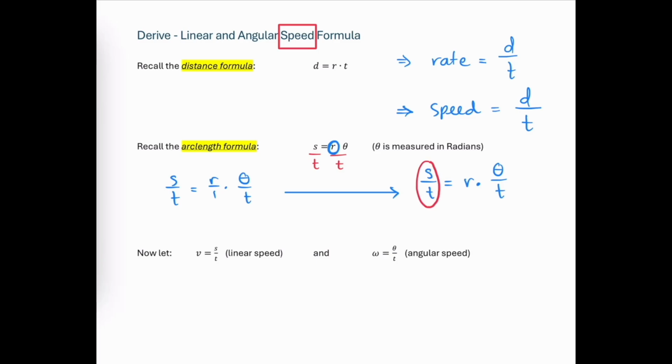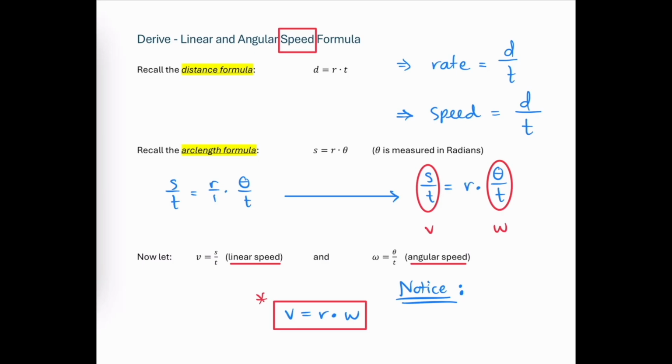The distance that we travel around the outside of the circle per unit time is linear speed. So we're going to let the lowercase v represent that quantity. The angle that we sweep through per unit time is angular speed. So we're going to let that quantity be lowercase omega. Now when we make these substitutions, what we see is that v is equal to r times omega, and this is the relationship between linear and angular speed that we were trying to derive.